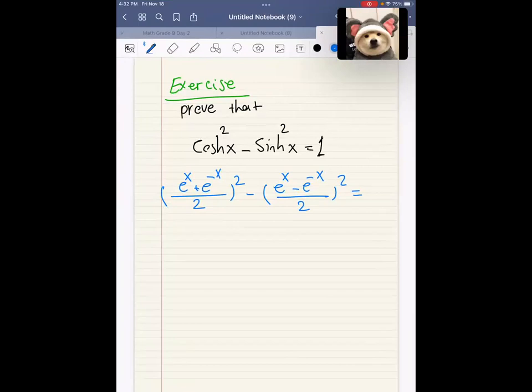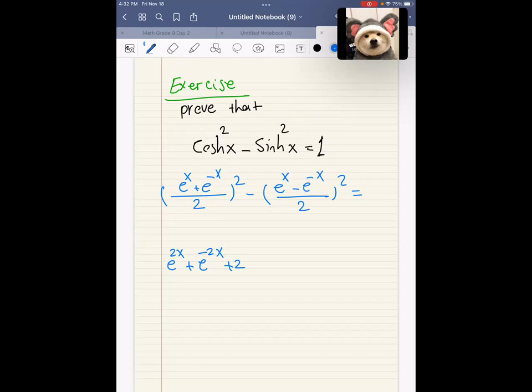Okay, so this is equal to, I'm going to write, e to the power x plus e to the minus x, squared. It's like (a plus b) squared: e to the x squared is e to the 2x, plus e to the minus x squared is e to the minus 2x, plus 2 times e to the x times e to the minus x. What is e to the x times e to the minus x? X plus x, x minus x, which is 0. E to the 0 is 1.